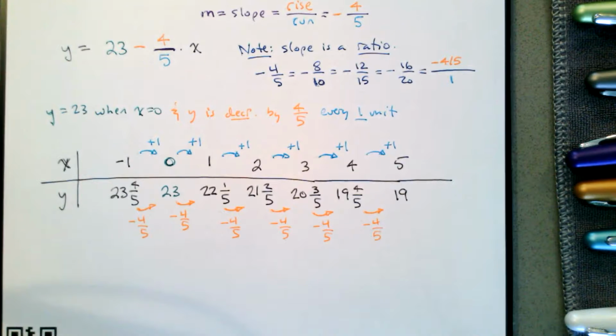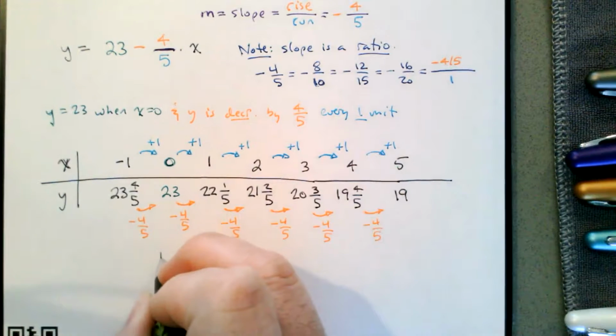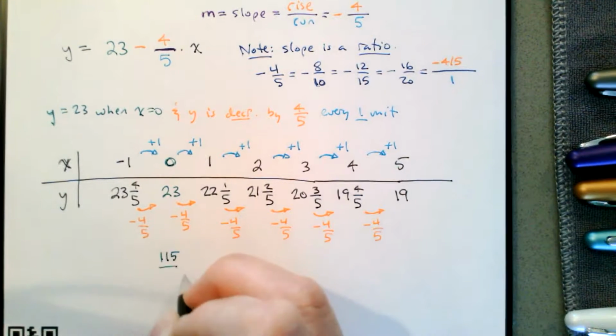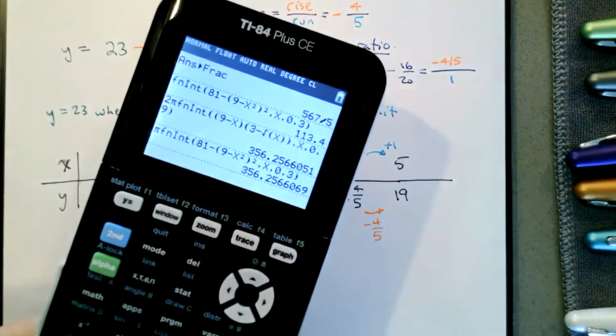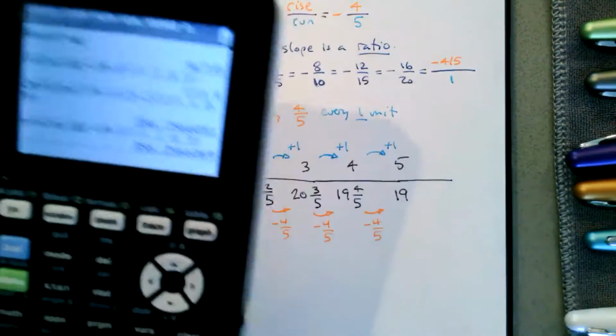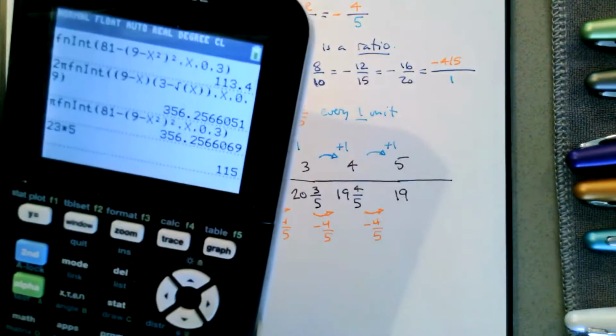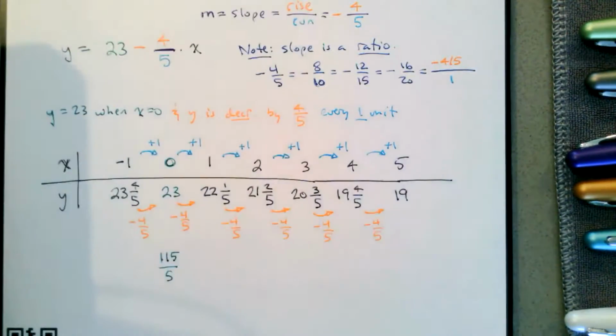So 23 over 1, if I do 23 times 5, I get what, 115? Is that right? 115 over 5. I don't know why I'm wondering. I know I'm bad at arithmetic, and I have a calculator right next to me. So I could just do 23 times 5. It's 115. I did it right.